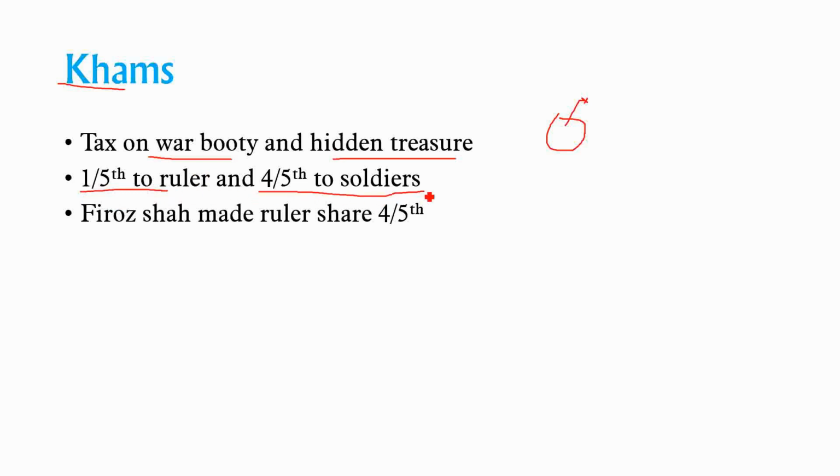Apart from that, you can see here that during Firoz Shah, the ruler's share was four fifths and the soldiers' share was one fifth. Normally, if you have five parts, then one part goes to the ruler and four parts go to the soldiers. But under Firoz Shah, this is reversed. So Khams is basically imposed on the war booty and the hidden treasure.